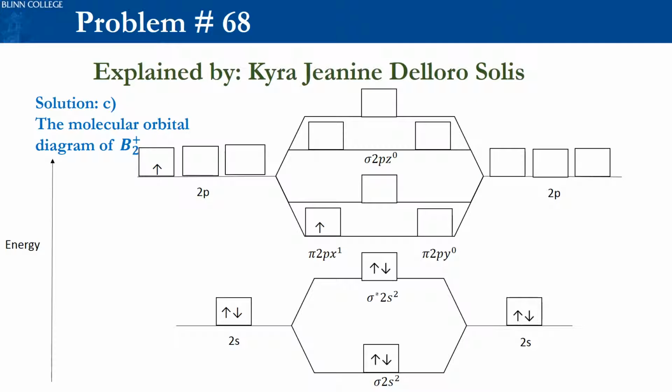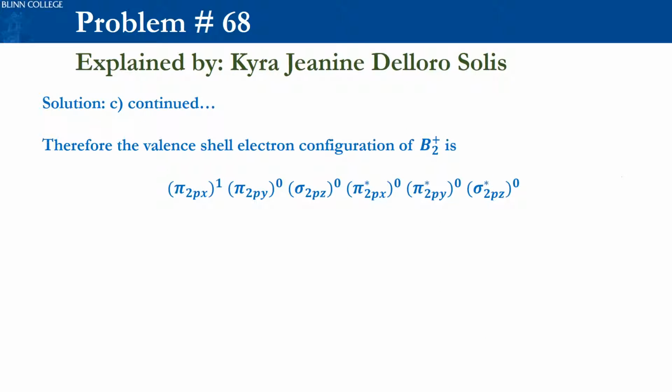The molecular orbital diagram of boron ion is represented below. With the information provided by the molecular orbital diagram of the boron ion, you can determine the valence shell electron configuration to be pi 2px to the first, pi 2py to the 0 power, sigma 2pz to the 0 power, pi star 2px to the 0 power, pi star 2py to the 0 power, sigma star 2pz to the 0 power.